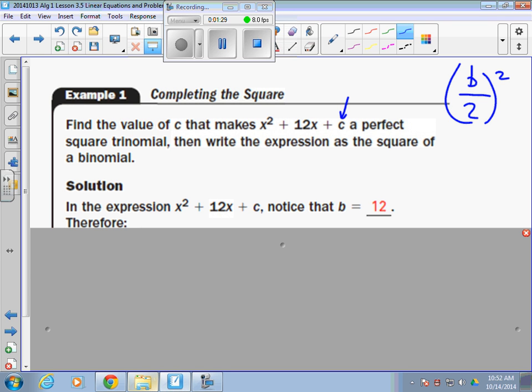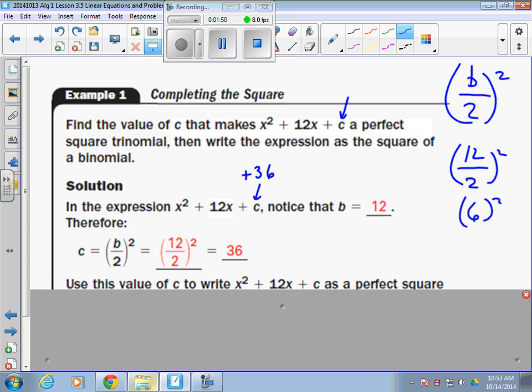So x squared plus 12x plus c. Notice that b's value is 12. Take 12, divide it by 2, and you get 6, and it's all of that squared. We know that 6 squared is 36. So in place of c, we're plugging in plus 36. It's always going to be positive since you're squaring it. So 12 divided by 2, which is what I did off to the side, is 6, and then 6 squared is 36.